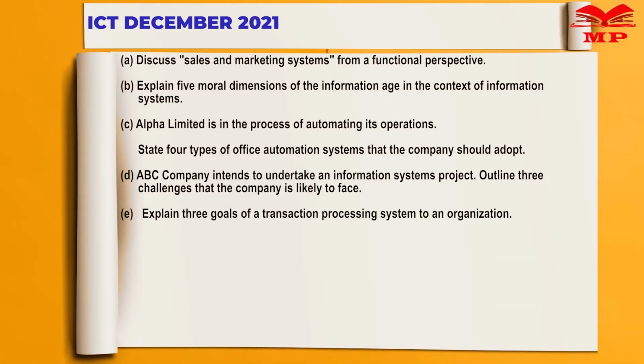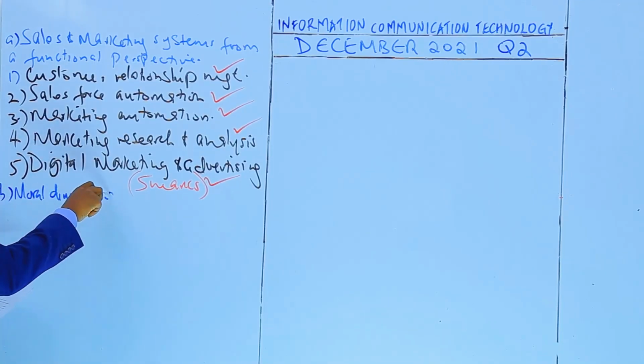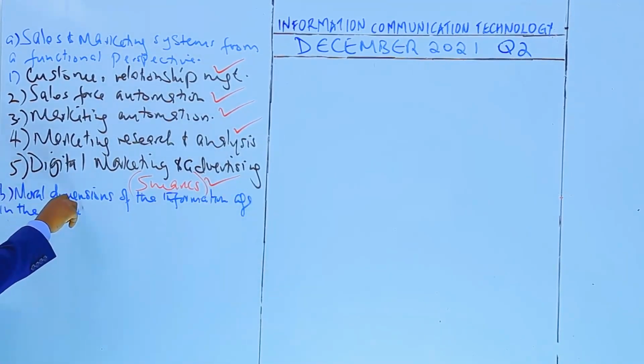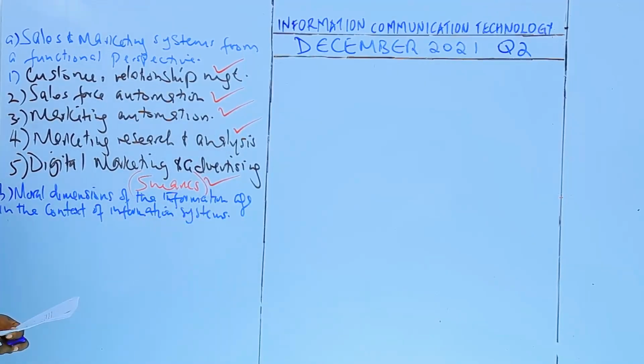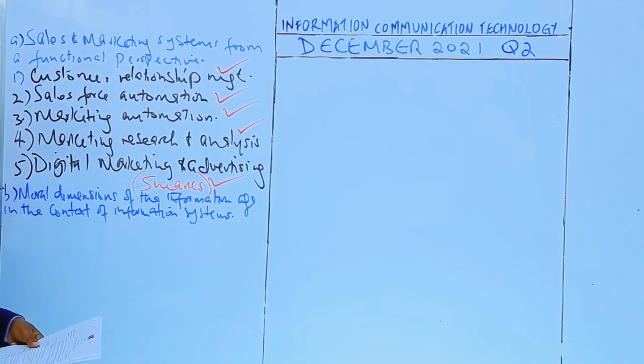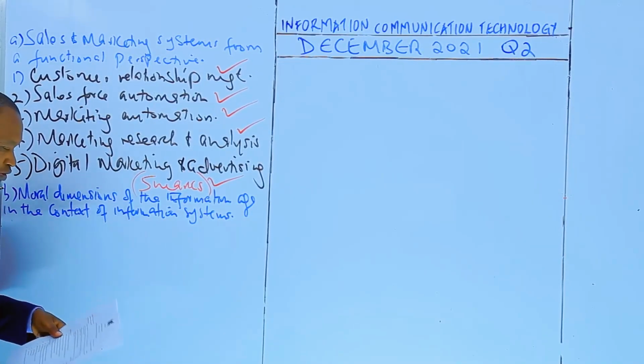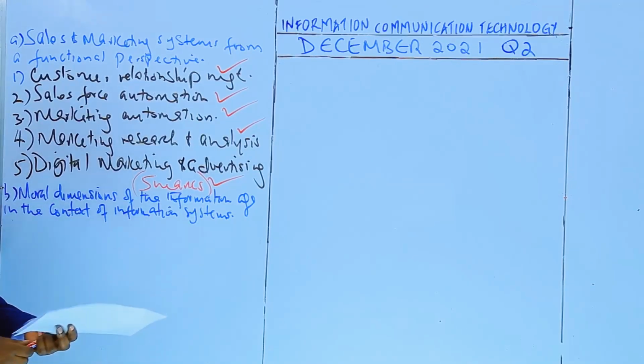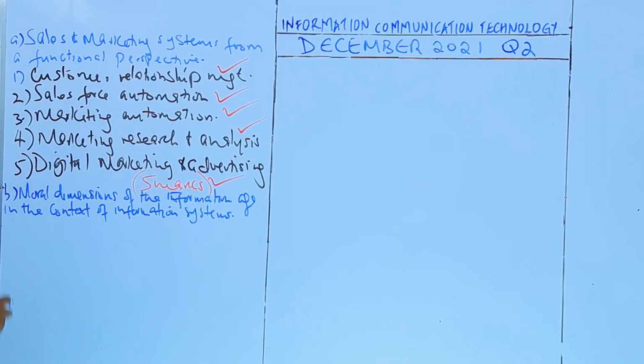Part B of the question reads: explain 5 moral dimensions of the information age in the context of information systems. The first one is privacy.